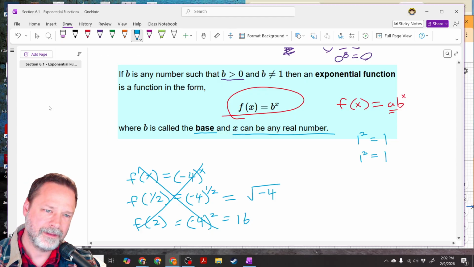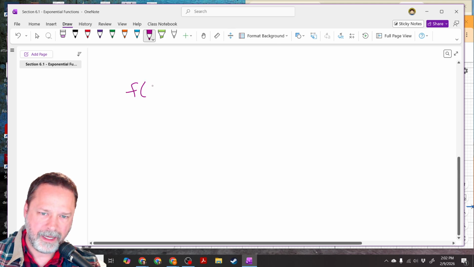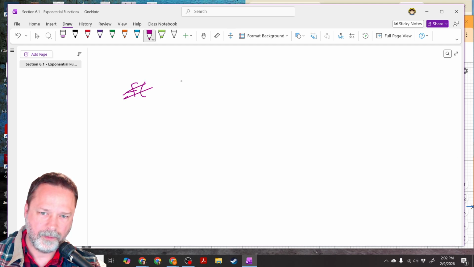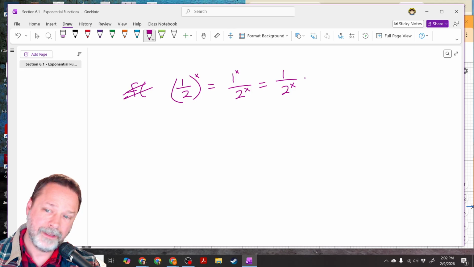1/2 to the x. And here's the reason why. So let's take a look at that really quick. Okay, because that's worth taking a look at. 1/2 to the x. So 1/2 raised to the x power is the same as 1 to the x over 2 to the x. Well, 1 to the x is nothing, so it's always 1. So it's really just 1 over 2 to the x. Well, that's the same thing using our properties of exponents as 2 to the negative x power.